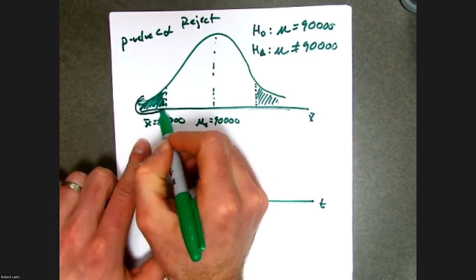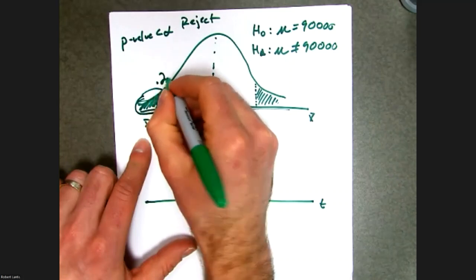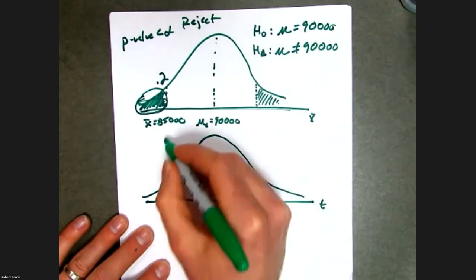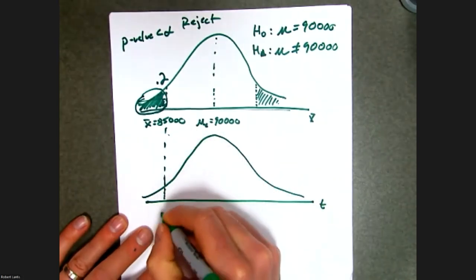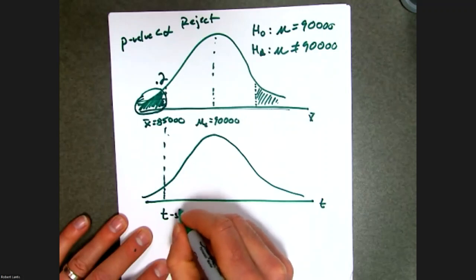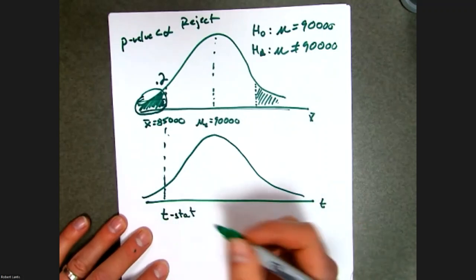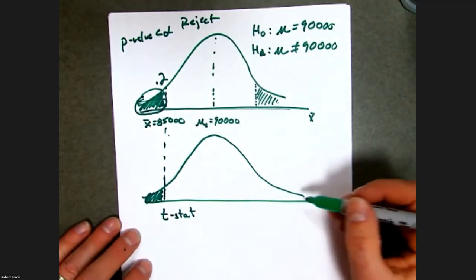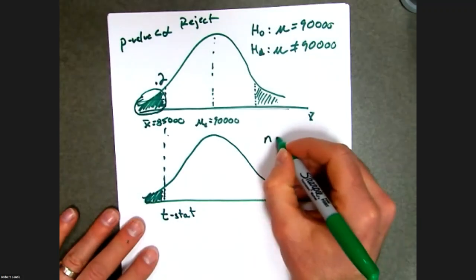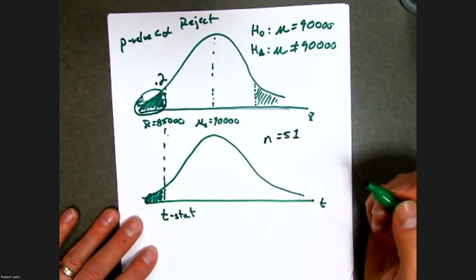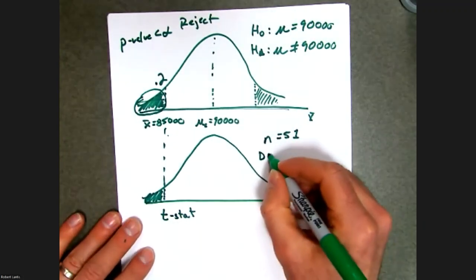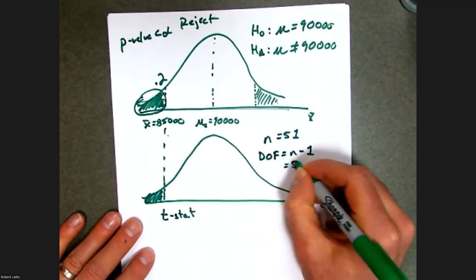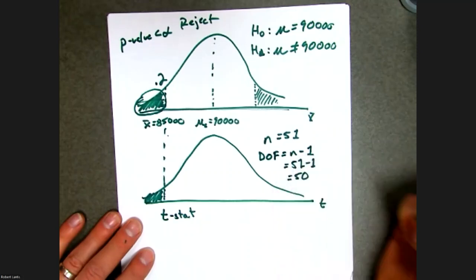So I can find the area in this tail, but for a two-tailed test, I have to remember to find my p-value, I have to multiply it by 2. So how can I find that area in that tail? I've got to turn this into a t-statistic. Then I can look that value up on my student t-table, and then multiply it by 2. Now, I think our sample size here was 51. One thing we talked about with confidence intervals is that my degrees of freedom is n minus 1. So here, my degrees of freedom is 50.